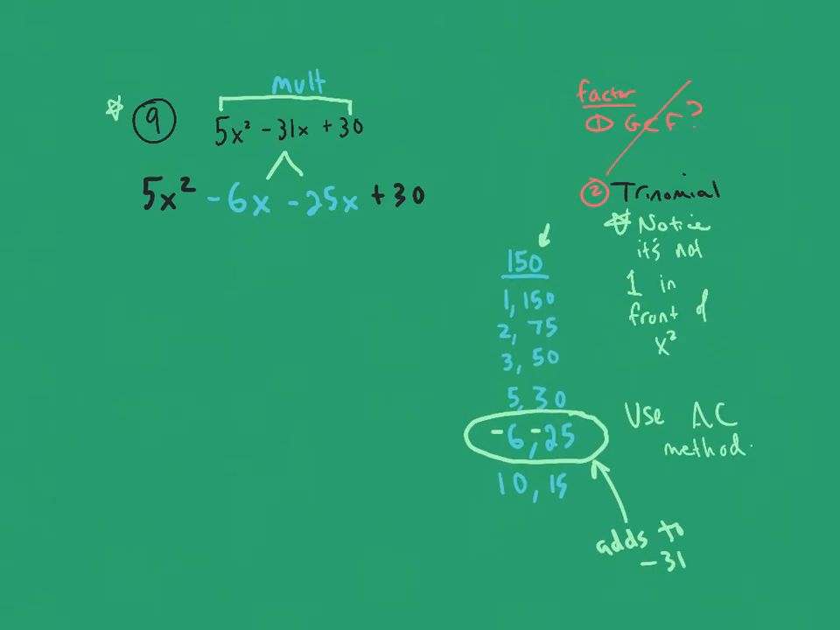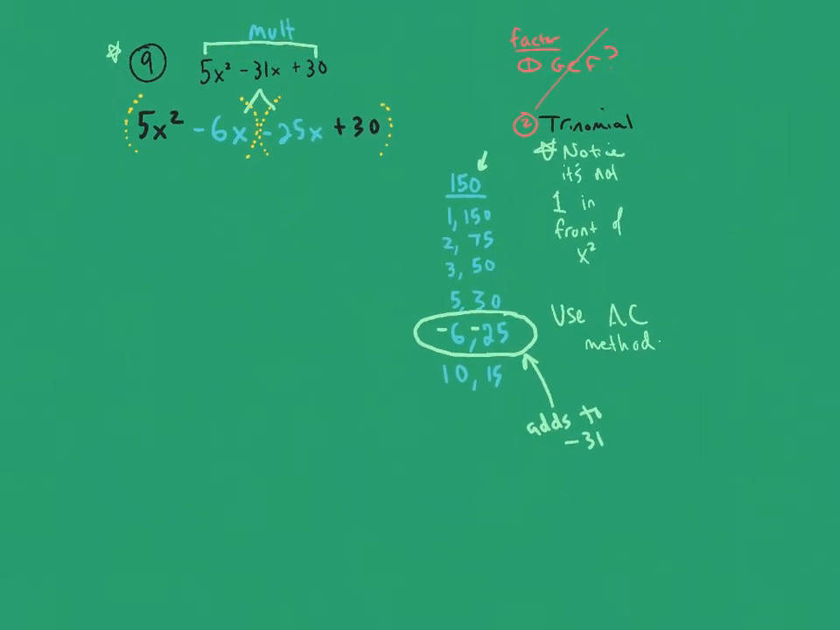Okay, and then what you want to do from there is factor by grouping. So we're going to group off the first two and then group off the second two, and we'll factor by grouping.